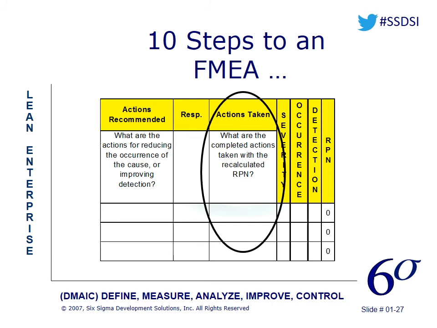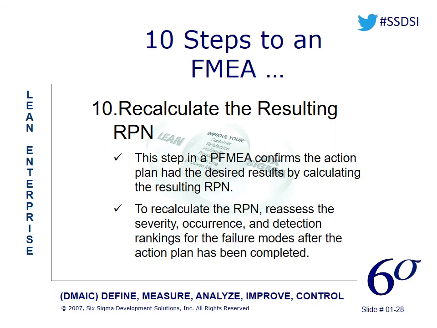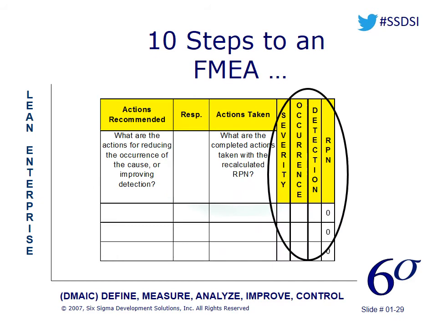All right, and this is where the actions take and go. And then we recalculate the resulting RPN. All right, the revised RPN, and that goes here. And again, that end score, that end RPN, what we call the revised RPN, should show you that you've had some effect.